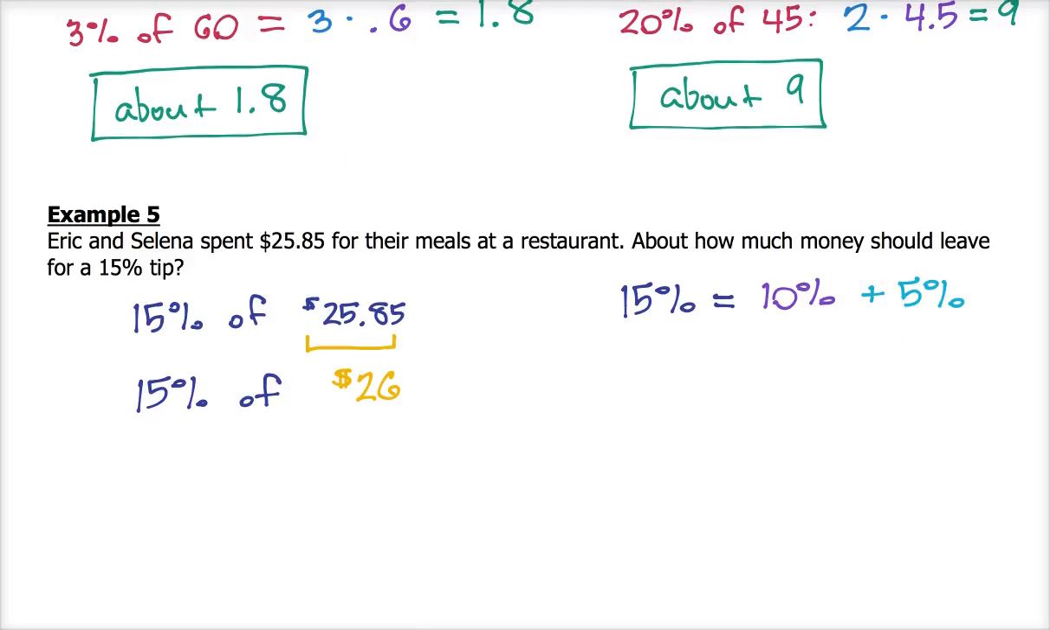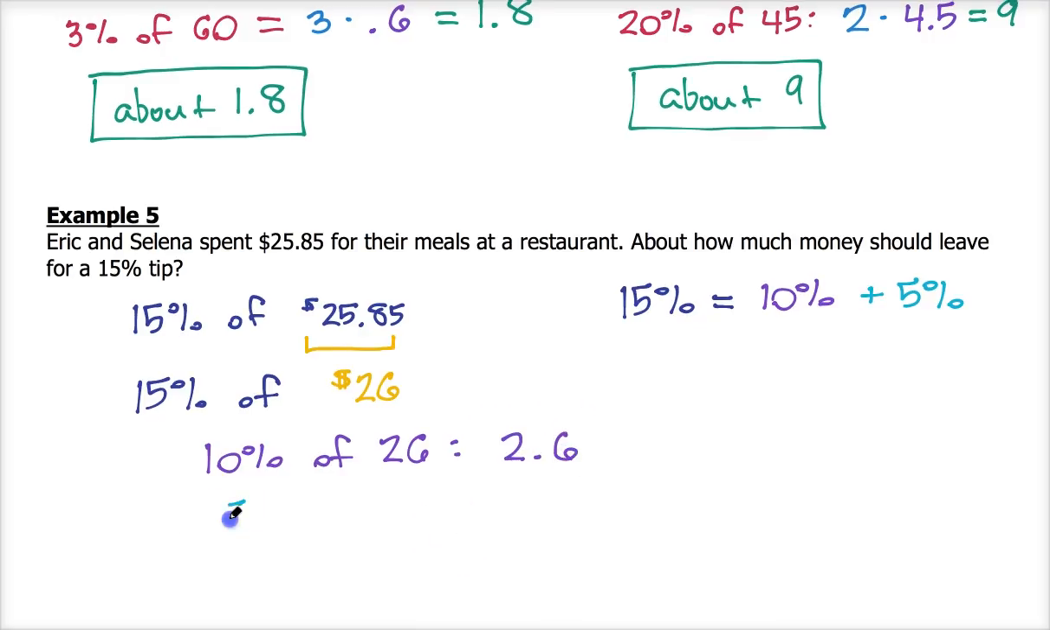So let's start out by finding 10% of $26. So 10% of 26 I'm going to find by taking my decimal point and moving it 1 place to the left. And so for this problem, that would be 2.6. 5% of 26, because 5 is half of 10, I can find that by taking 10%, which was 2.6, and dividing it by 2. Okay. And when I divide 2.6 by 2, I get 1.3.